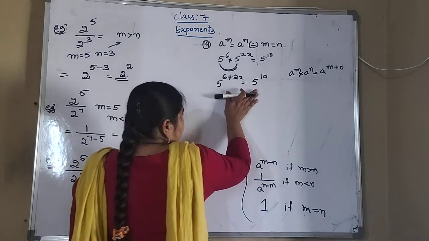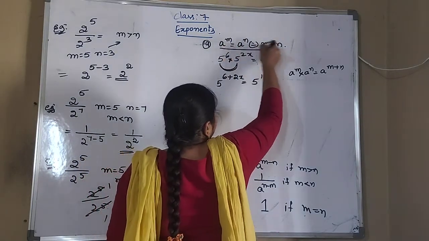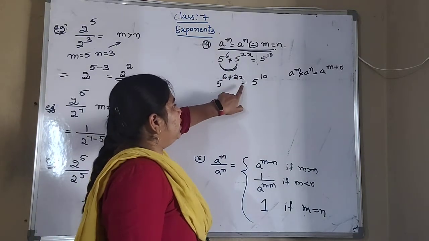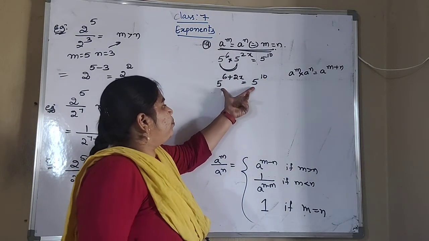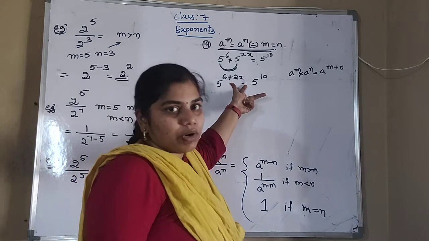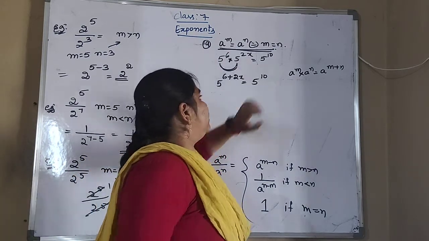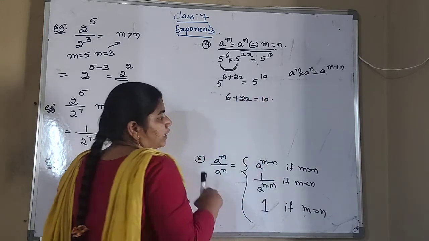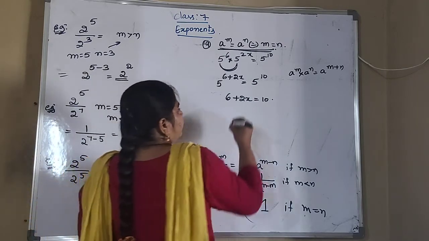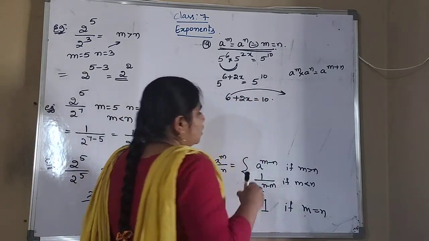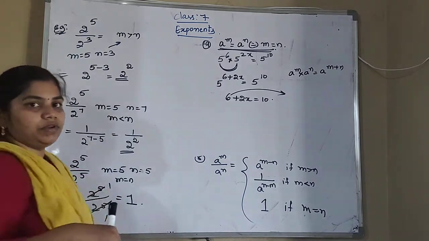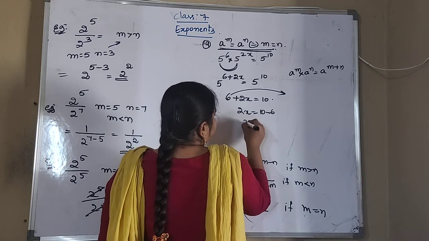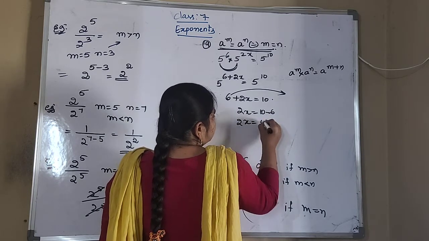Now if you see, this is in the form of the given formula, that is a power m equals a power n. Both bases are equal, and in the middle you have an equal to sign, so we can equate the powers here. That is 6 plus 2x is equal to 10. Now you can transpose the 6 to the other side. Plus 6 will become minus 6. So 2x is equal to 10 minus 6, that is 2x is equal to 4.